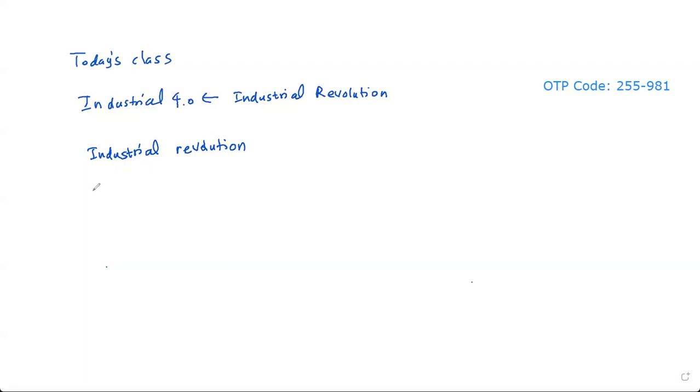Basically, the industrial revolution has happened in different stages. There has been Industrial Revolution 0.0, then 1.0, 2.0, 3.0, and then 4.0. In Industrial Revolution 0.0, the first industrial facility was introduced into the world. Therefore, it is known as Industrial Revolution 0.0.